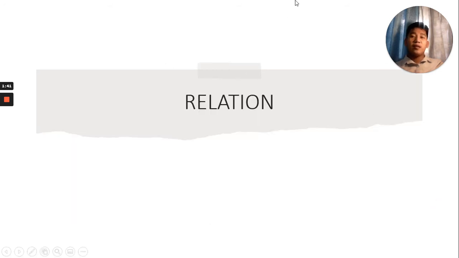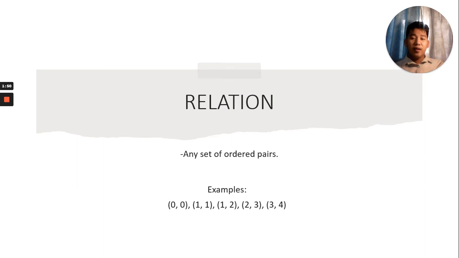So let's define first what a relation is. A relation is any set of ordered pairs, given by this example: (0, 0), (1, 1), (1, 2), (2, 3), and (3, 4). Okay, it is a set.